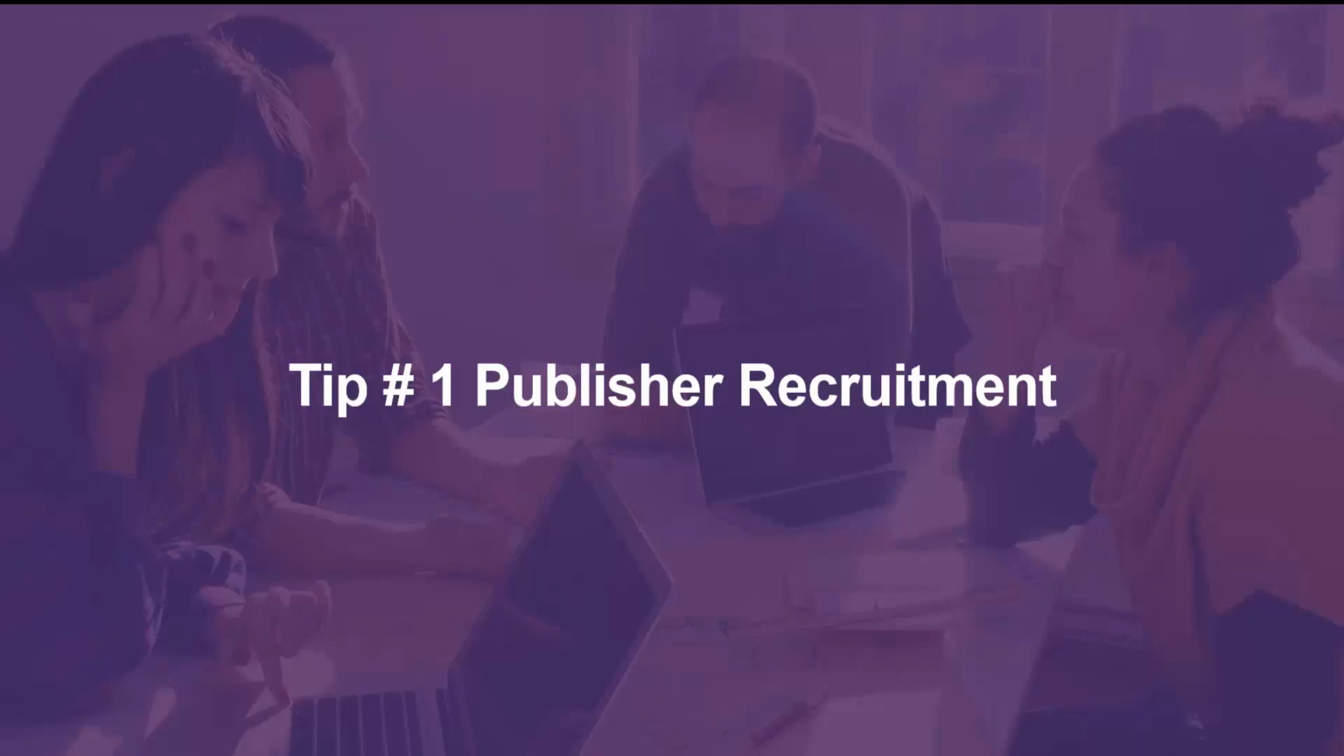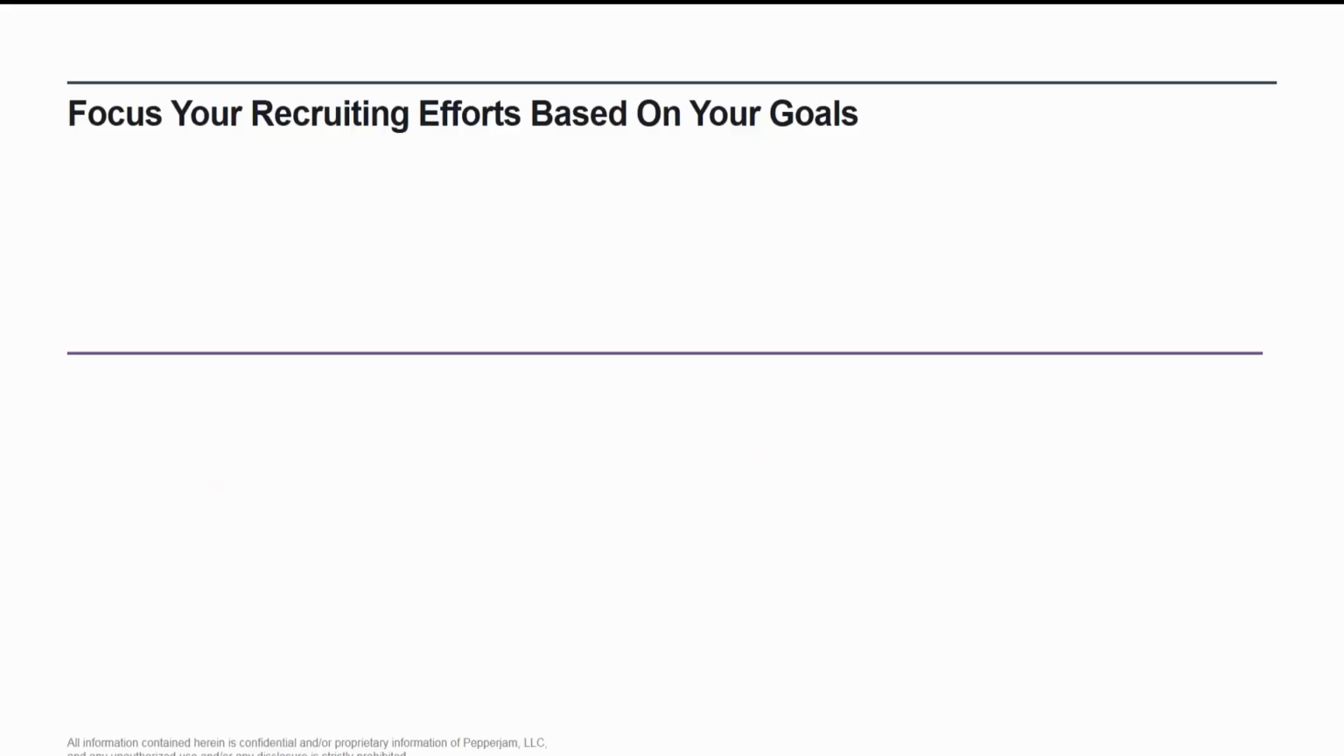So the first tip that I wanted to take a look at is publisher recruitment. Obviously this is going to be a key thing that you're going to want to review all the time for your program. You should be constantly looking for new publishers that can help reach your goals and help you optimize. There are a few key areas to look at in terms of publisher recruitment, and you want to focus that based on what your goal is for the program. You may want to have a very focused goal, or maybe you want to focus on each of these individually.